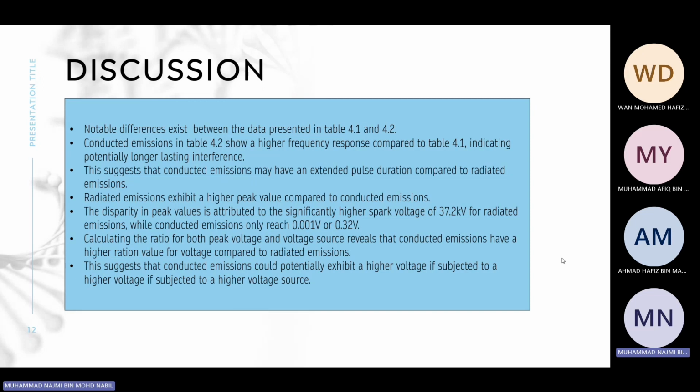Calculating the ratio for both peak voltage and voltage source revealed that conductor emission has a higher ratio value for voltage compared to radiated emission. This suggests that conductor emission could potentially exhibit a higher voltage if subject to a higher voltage.